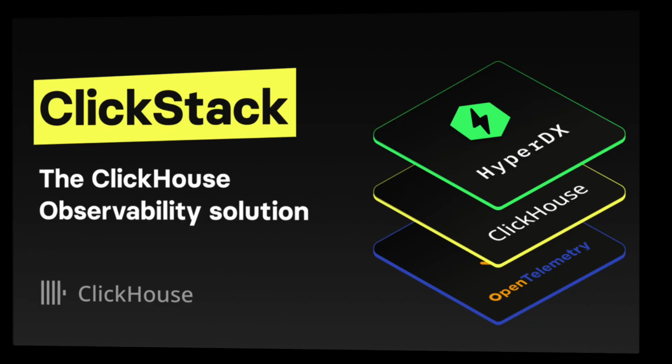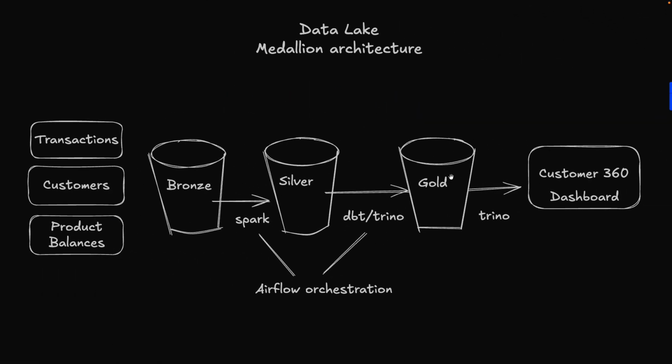In our demo, we will see a typical data lake with bronze, silver, and gold layers. We would land the data into a landing area from where the data from these three sources, transactions, customers, and product balances, will be ingested in the data lake. This is a typical banking use case. We use Airflow to orchestrate the data pipelines and have written the processing code in Spark and dbt, which uses Trino as our query engine for processing some of the data. At the end, we produce a customer 360-degree dashboard, which could be used by our decision makers.